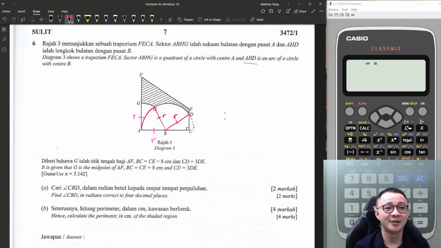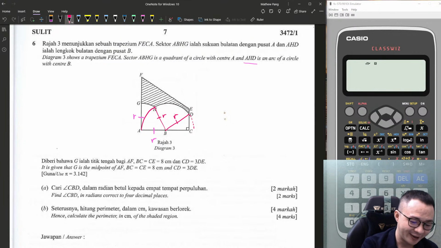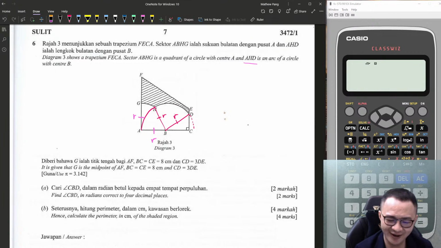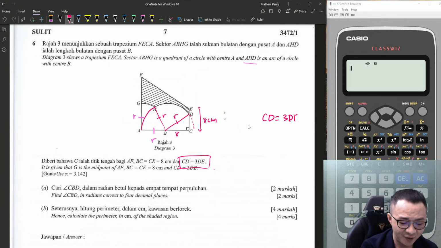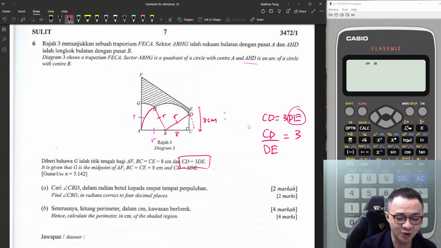It's R. Okay. Understand this one, now we can insert some lengths here. So we have BC, which is 8 centimeter. And CE here is 8 centimeter. Then we have some ratio thingy. CD equals 3DE. If you have no idea what this is, you can change it into a fraction. CD over DE is equal to 3. So I just throw the DE to the other side. 3 means 3 over 1. So the ratio CD to DE is 3 to 1.